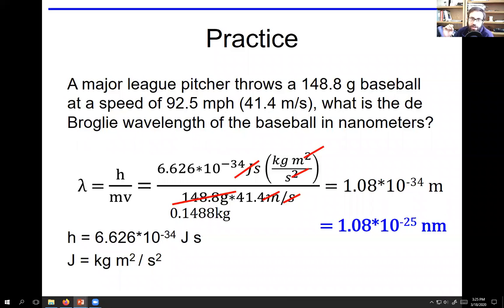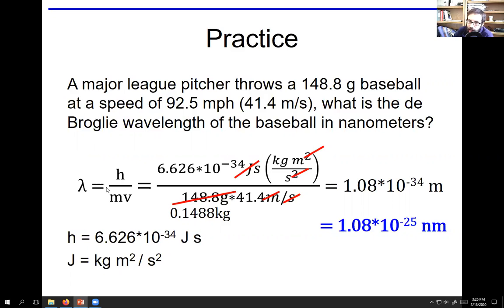So let's see. When you throw a baseball, do you see a wave? No. It looks like it's traveling in roughly a straight line, unless you're throwing a gnarly curveball, right? But the curveball has to do with spin, okay? Not with de Broglie's wavelength. Let's calculate the de Broglie wavelength.